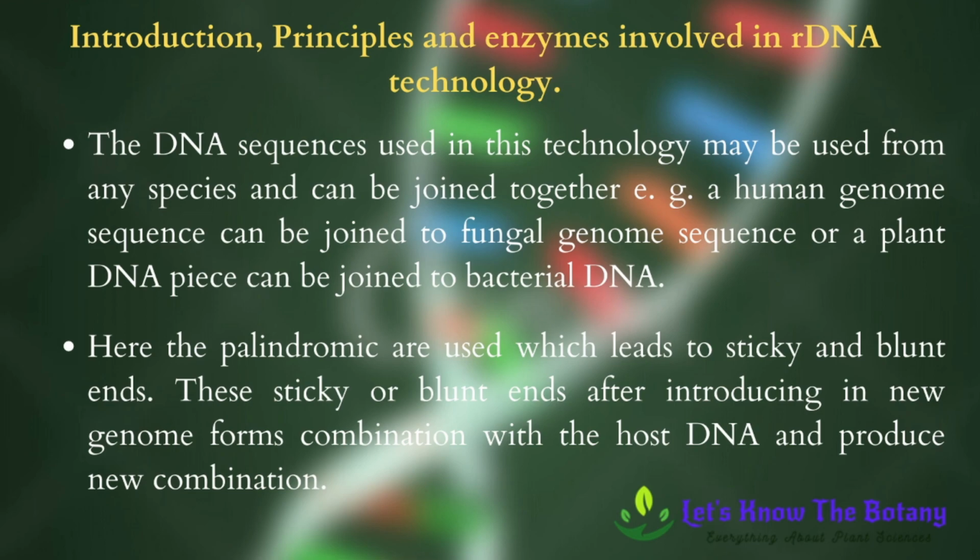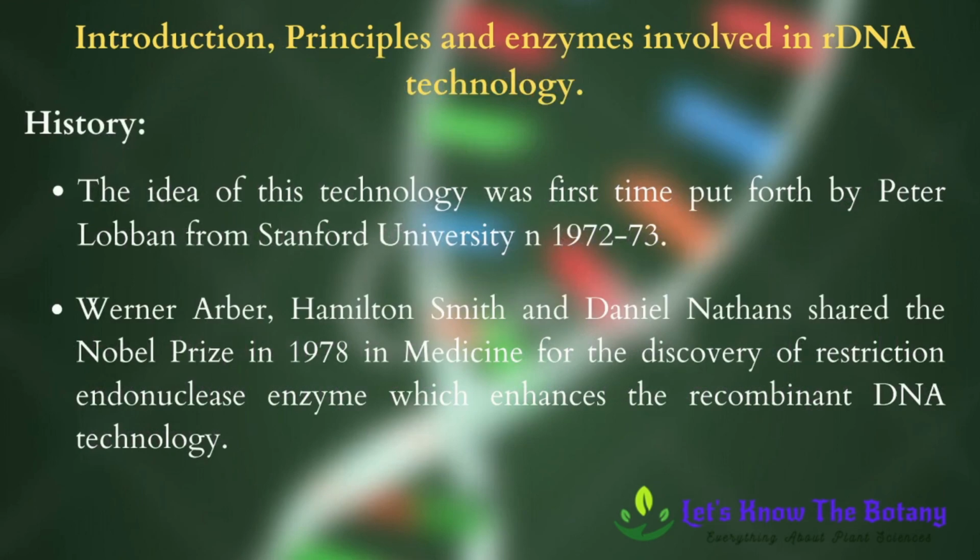recombinant molecules. Then we will discuss first of all the history of this technology. The idea of this technology was first put forth by Peter Lobban from Stanford University in 1972-73. Later, Arber, Smith and Nathans shared the Nobel Prize in 1978 in medicine for the discovery of the restriction endonuclease enzyme, which advanced recombinant DNA technology. Later, Professor Paul Berg in 1980 got the Nobel Prize in chemistry for his work on nucleic acids, especially for recombinant DNA.